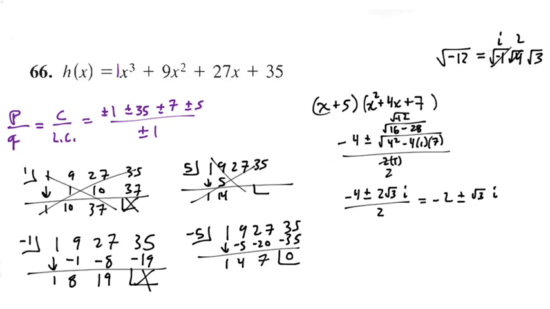So how would we write this in complete factored form with linear factors? Well, we have our x plus 5. He's ready to go. And then the other one is going to be x minus negative 2 plus root 3 i. Just put parentheses around it. Don't bother simplifying anything. And then the other one is x minus negative 2 minus square root of 3 i. There you go, a product of linear factors.